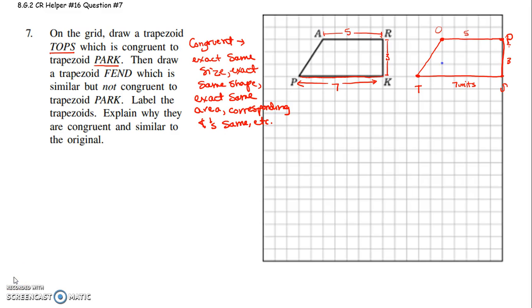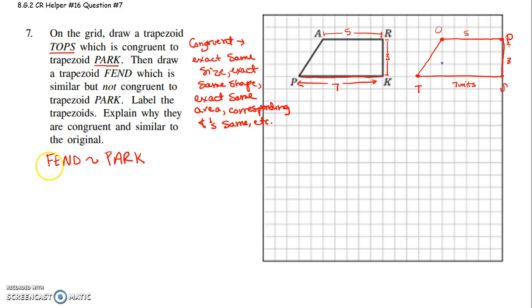All right. It says, then draw a trapezoid fend, which is similar but not congruent to park. Okay, fend is similar but not congruent to park. Label the trapezoids, explain why they are congruent and similar. Okay, up here I explained why these are congruent. Down below I'll explain why they're similar. The ones I'm going to create now are similar. So they want me to take fend, and they want fend to be similar to park, but not congruent.